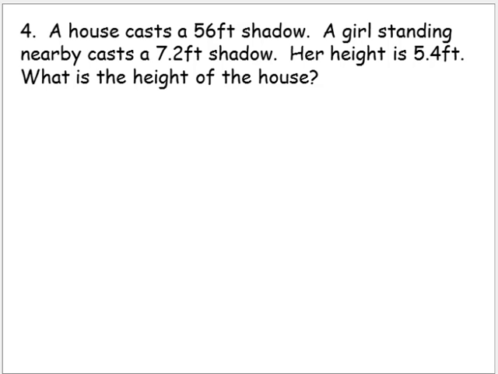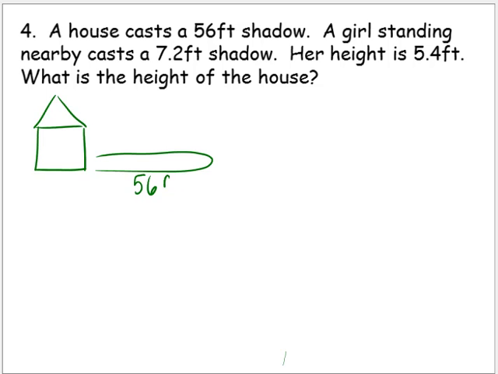The next one is a story problem. So it talks about a house, and it casts some shadow. This is my lovely house, and it casts some sort of shadow. The shadow is 56 feet. And it says a girl is standing nearby. I'm really good at drawing pictures, as you can see.